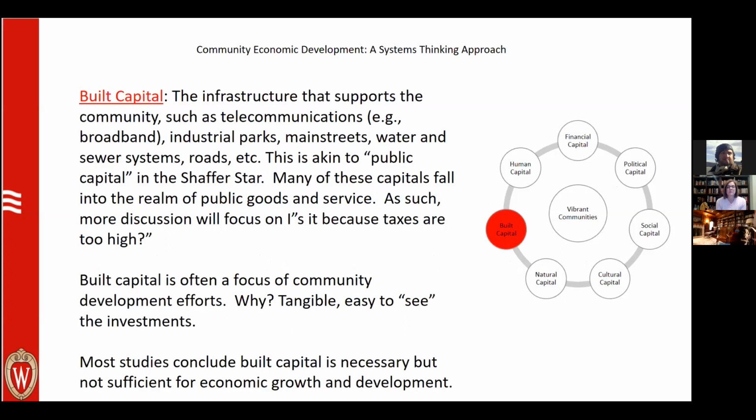Built capital. This is kind of the infrastructure, if you will. These are roads, bridges, sewer treatment systems. This is the public capital that's in the Schaefer Stone. Okay.